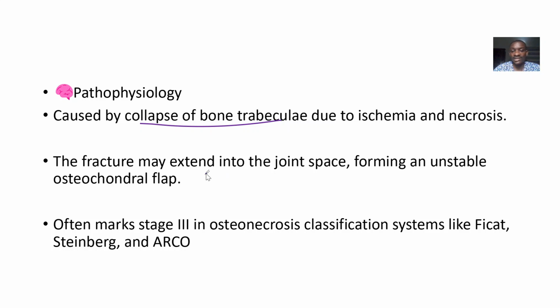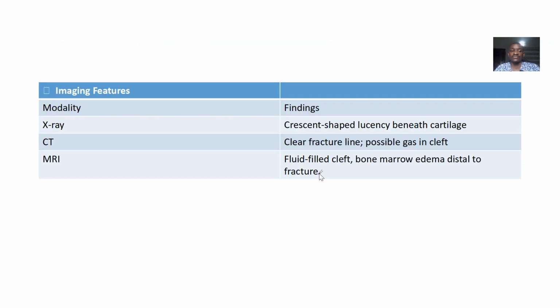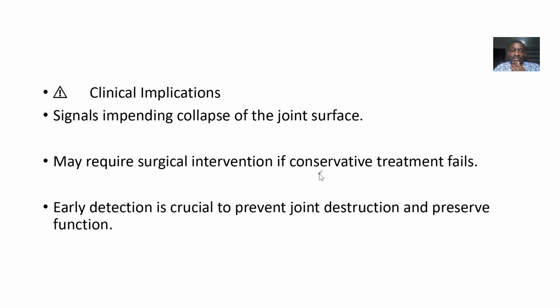The fracture may extend into joint spaces, forming an unstable osteochondral flap. Imaging features: on X-rays, the crescent-shaped lucency. On CT scan, a clear fracture line can be seen; CT scan will give you better imaging. On MRI, a fluid cleft and bone marrow edema distal to the fracture may be seen.